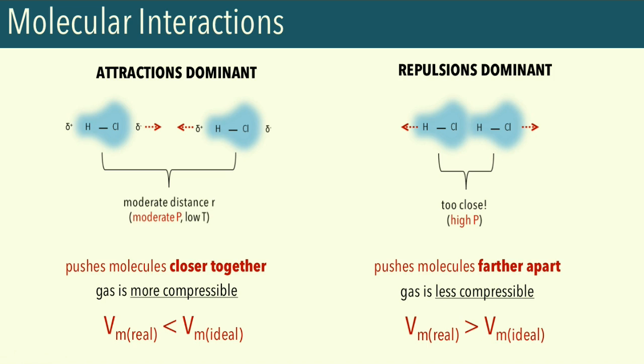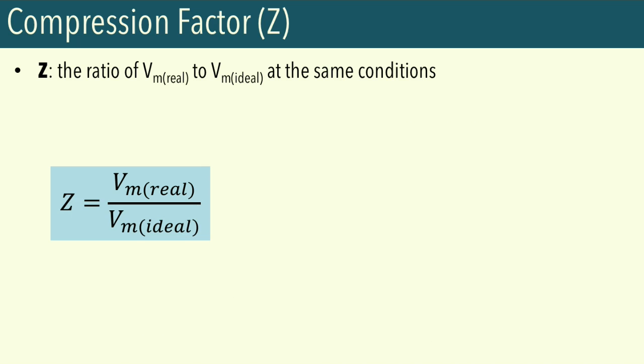All right, so we could make use of this different compressibility of our gas based on different conditions. Keep in mind that attractions tend to dominate at moderate pressures and low temperatures, whereas repulsions dominate at high pressures. So we could summarize these different changes using our so-called compression factor or compressibility factor, Z.